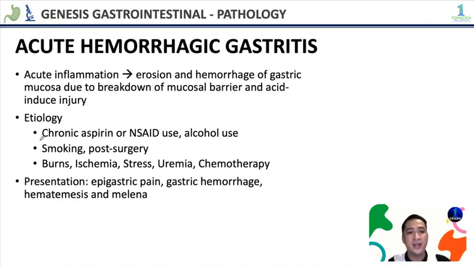As I have mentioned earlier, chronic aspirin. Aspirin is one of the most potent NSAIDs. That is a prototype NSAID that can cause destruction of the mucosal surface secondary to prostaglandin inhibition. Alcohol use, smoking, post-surgery, burns, ischemia, Curling's, Cushing's, uremia, and chemotherapy can also lead to gastritis. Common presentation is usually epigastric pain, gastric hemorrhages, hematemesis, and melena.